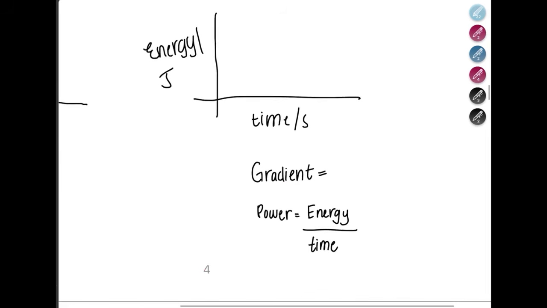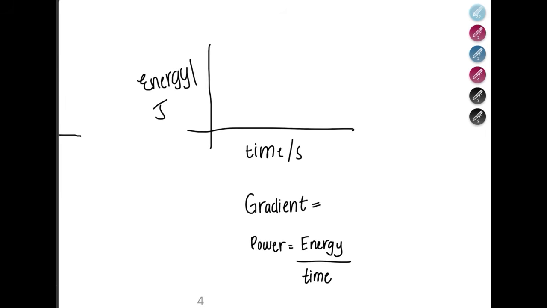Okay. Now, if you have an energy time graph, let's say, for example, something like this. What does the gradient represent? Here in this graph, we have y as energy and the x-axis as time. So energy over time equals power. Therefore, in this graph, the gradient represents the power.